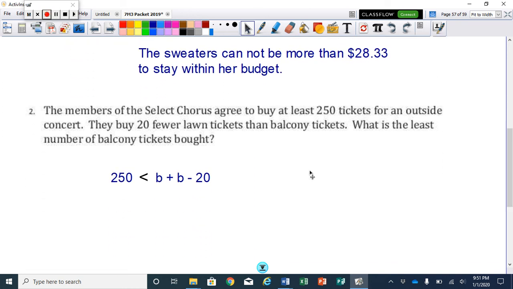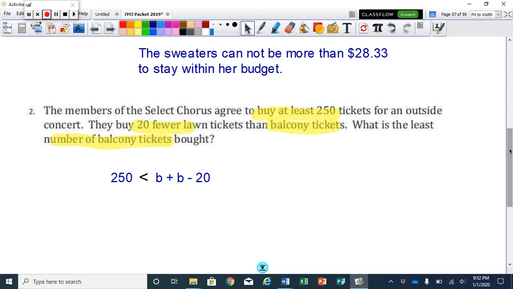The members of a select chorus agree to buy at least 250 tickets for an outside concert. They buy 20 fewer lawn tickets than they do balcony tickets. What is the least number of balcony tickets they bought? So we have the 250, which is the smallest number. So what we have over here needs to be bigger than that. We know we bought balcony tickets, and however many balcony tickets we bought, 20 less for the lawn. So B minus 20 is for the lawn, and B is for the balcony.